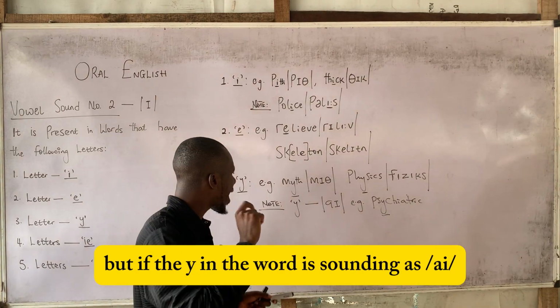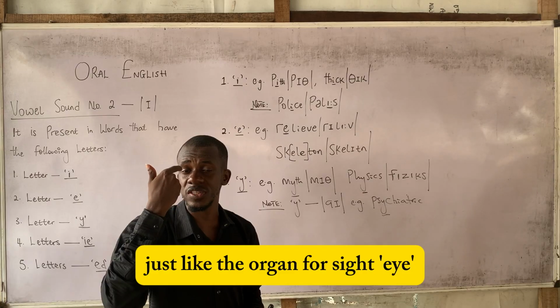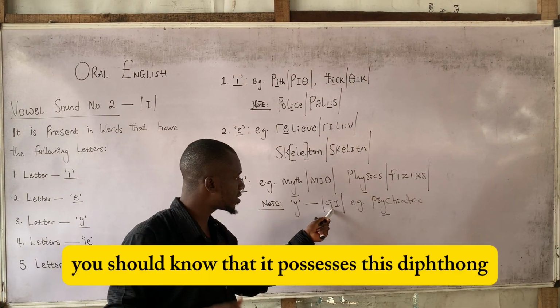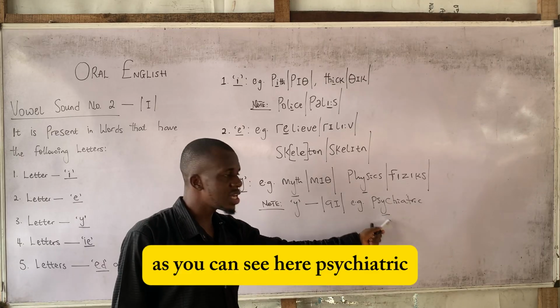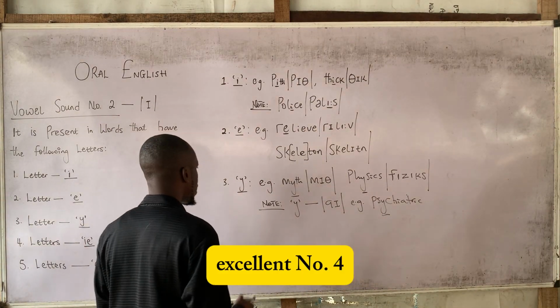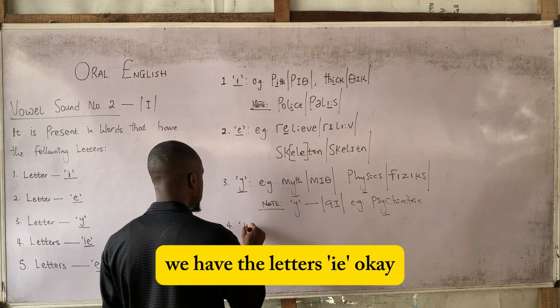But if the Y in the word is sounding as I, just like the organ for sight, I, yes, okay, you should know that it possesses this diphthong. As you can see here, psychiatric. Excellent. Number 4, we have the letters IE.